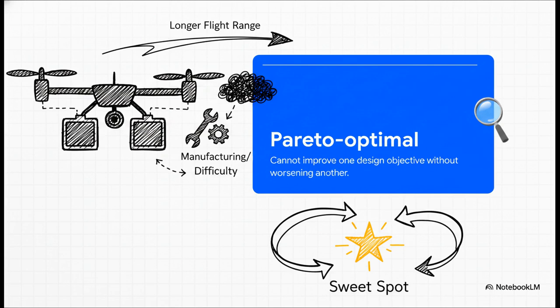It simply means we've hit the absolute limit. You literally cannot improve the drone's performance without making it heavier or harder to build. The AI's entire mission is to hunt down these perfect trade-off sweet spots.